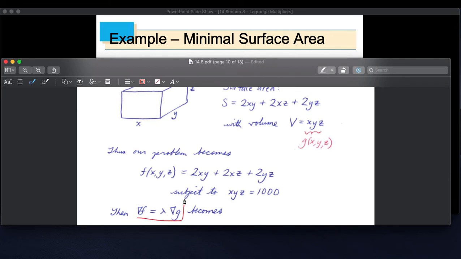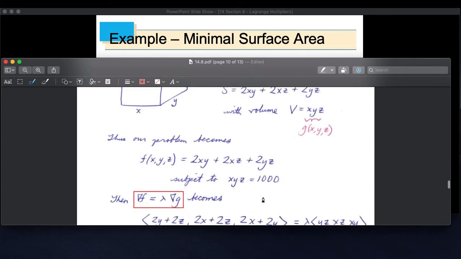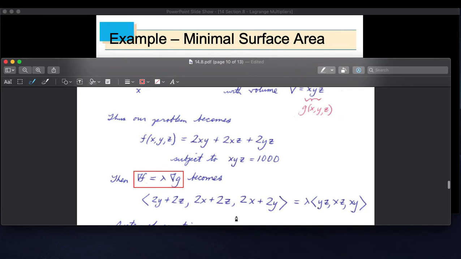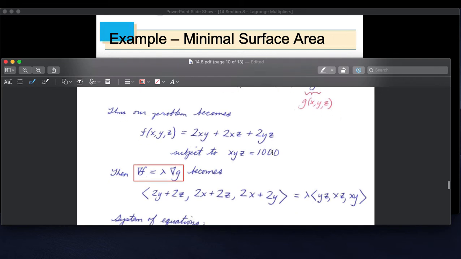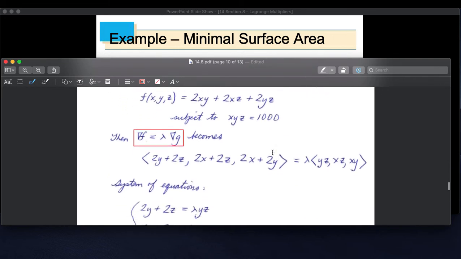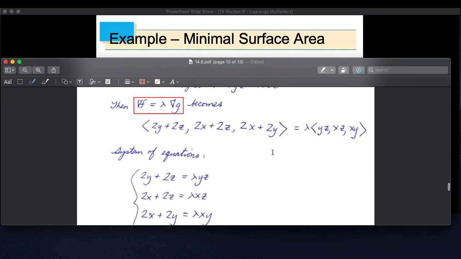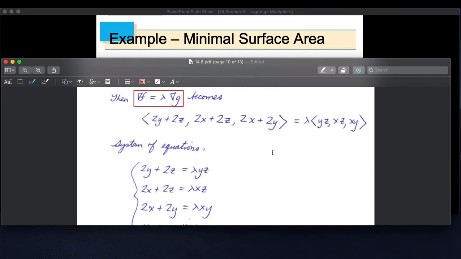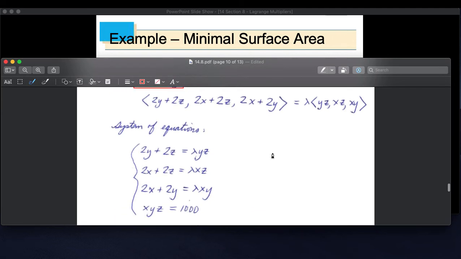Once again, we take the all-important Lagrangian equation. That gives us this equation here. This here is the partial with respect to x. This here is the partial with respect to y. This here is the partial with respect to z. Again, we're going to take lambda and distribute it, which will lead to our system of equations. Here are my first three equations, and of course, you could probably guess my fourth equation, which is the volume of the box itself.